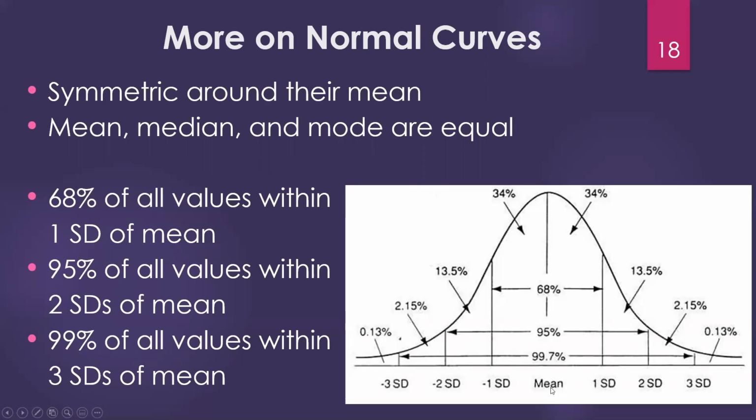So if, for example, we had a mean of 5 and a standard deviation of 1, within one standard deviation this would be 4 and this would be 6. I would be able to say that I know that 68% of all values are between 4 and 6.